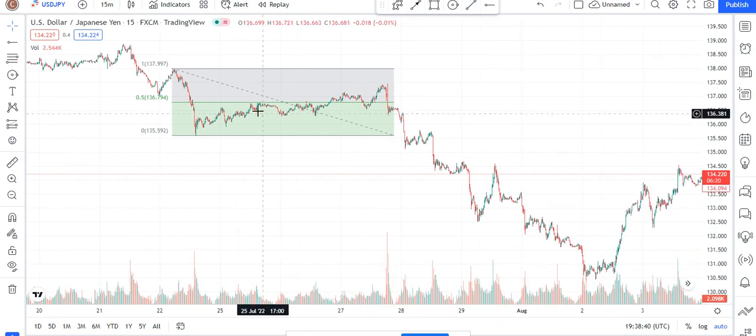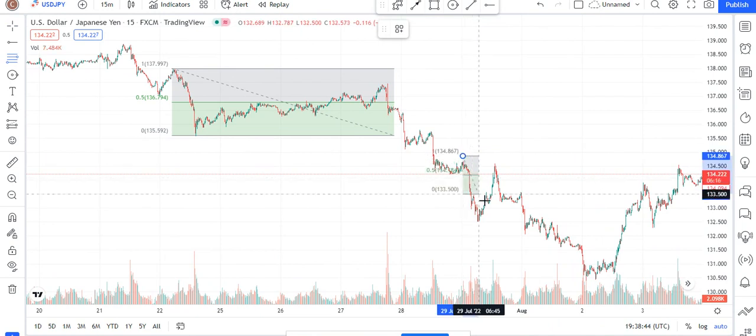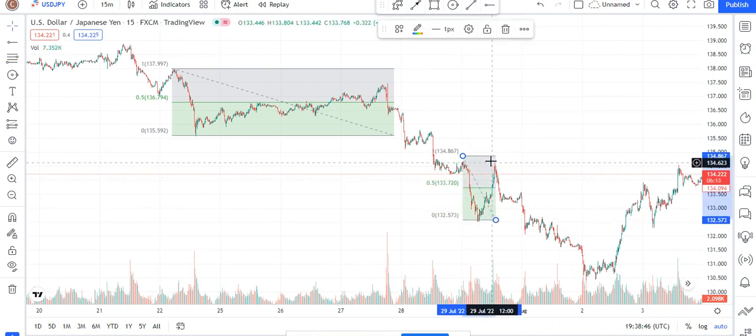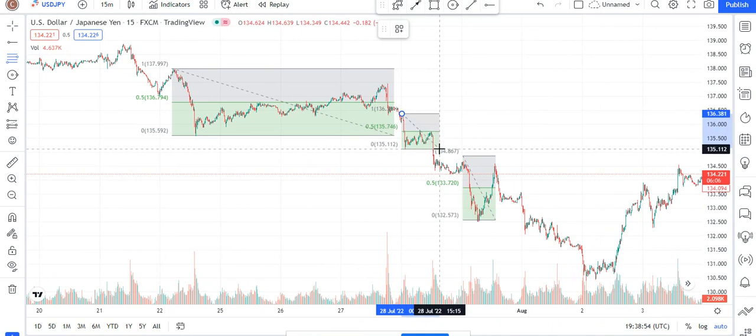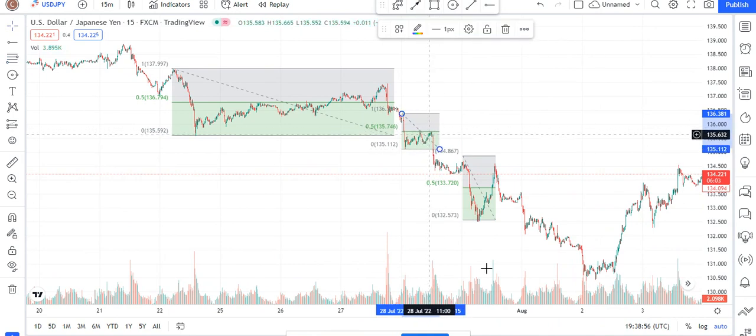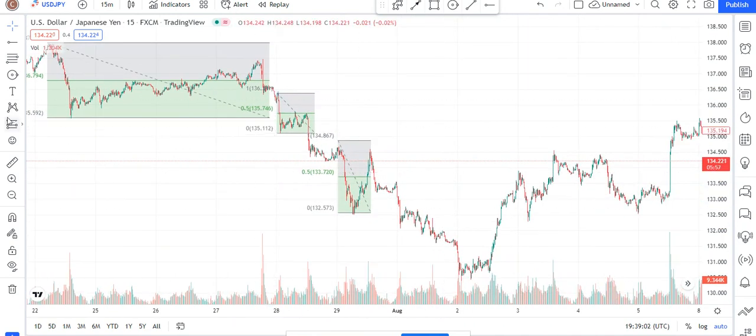So the market keeps on progressing just like that. Enters a premium and sells off, and that example is here. Gets to equilibrium and sells off. Never enter the premium like that. That's basically how it is.